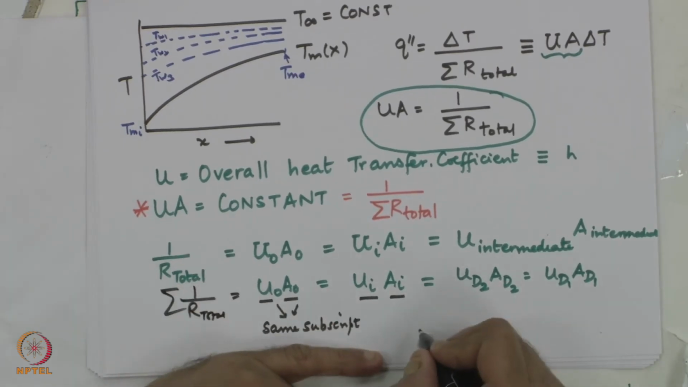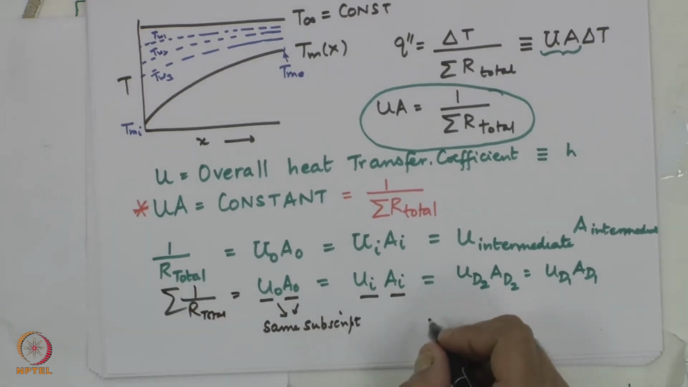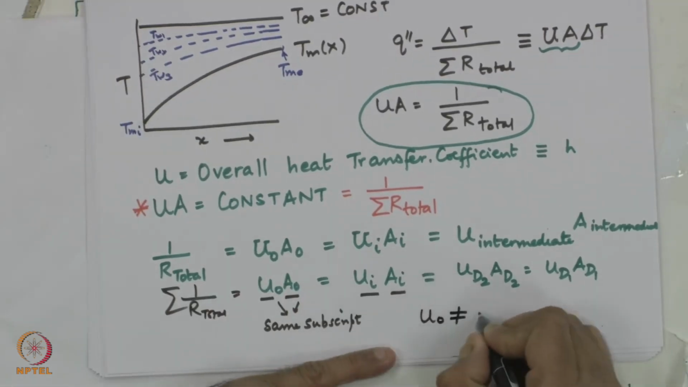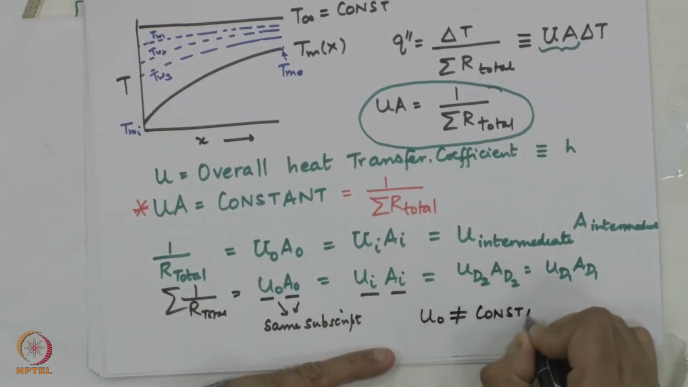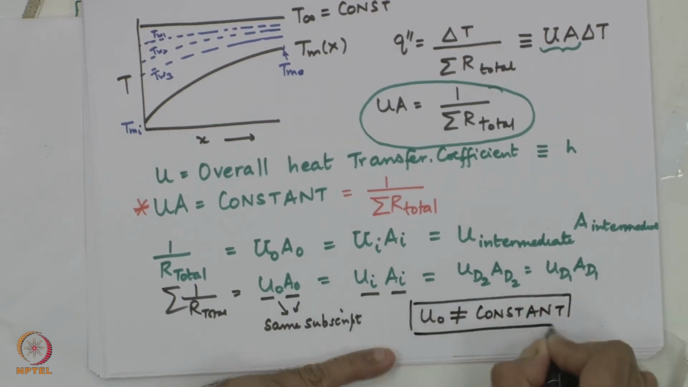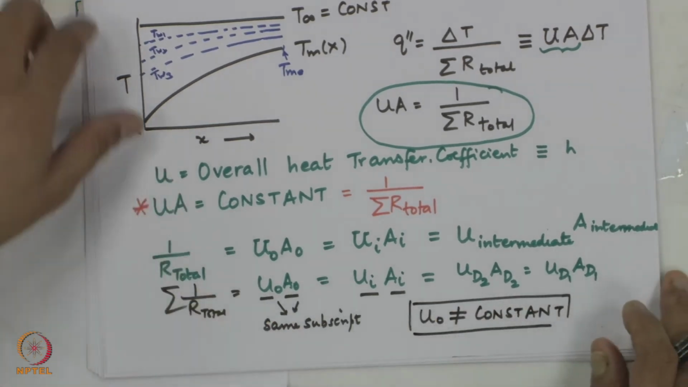This means that U naught is not equal to constant. The product of U times A is constant. The product is constant, but not U.